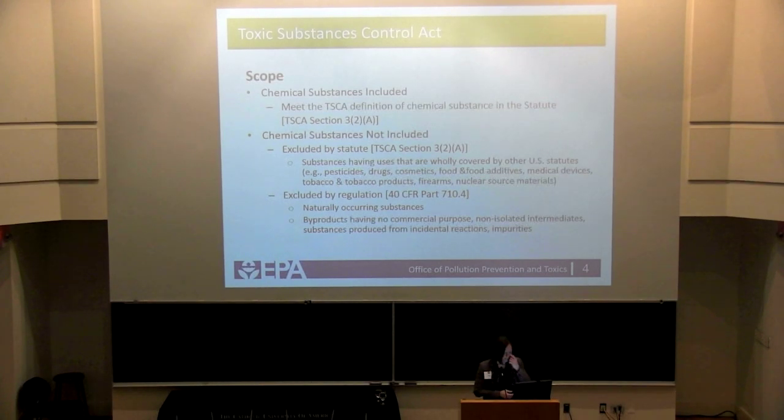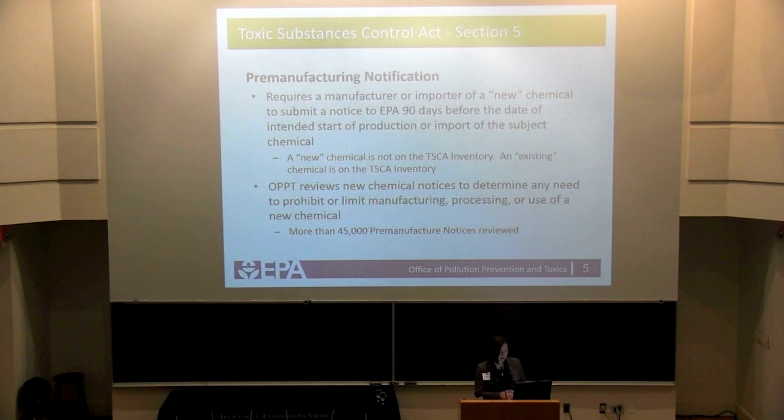There are some chemicals that are excluded by regulation, and these include naturally occurring substances. Also, there are incidental substances that are not included, and these would be byproducts that don't have a commercial purpose, impurities, and things similar to those materials.